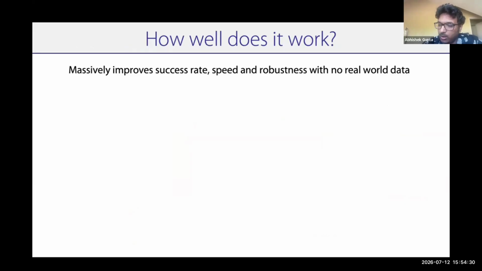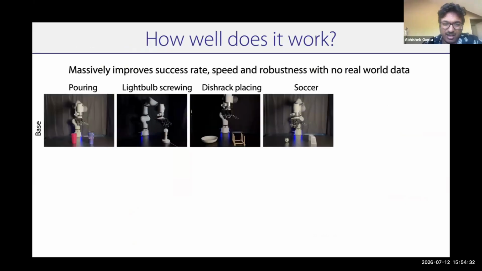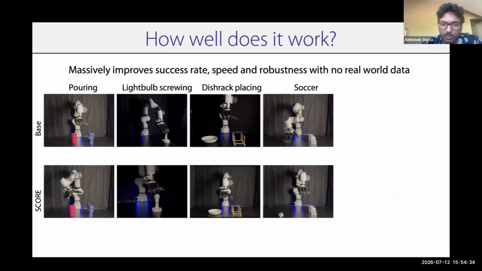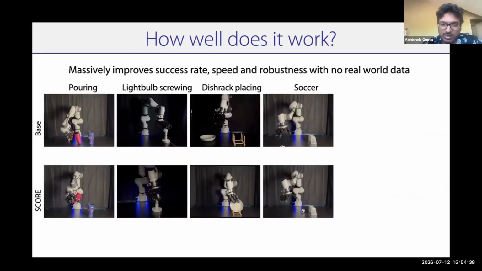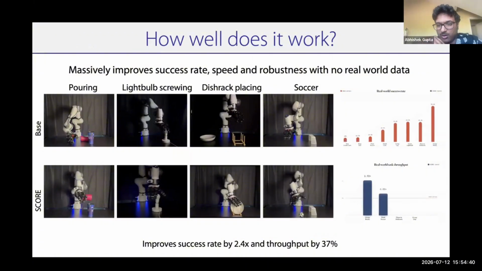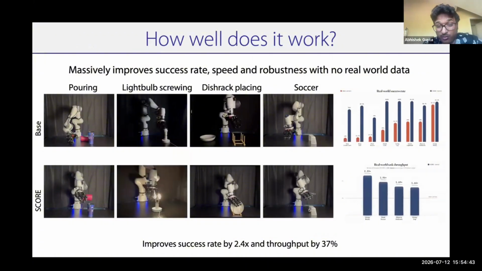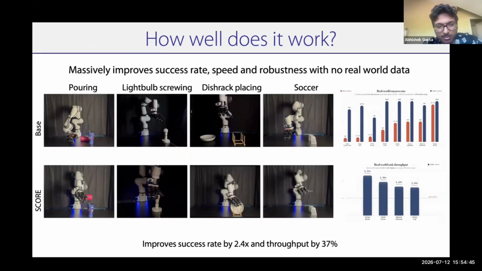Okay, so let's quickly look at some results. You can see here these are base policies on the top. And when you improve them with this kind of simulation-driven steering approach, you get significantly better success rates, right? So you get over 2.4x improvement and significantly faster performance. And that's coming just by steering. You're not touching the base policy. You're just learning how to steer it.